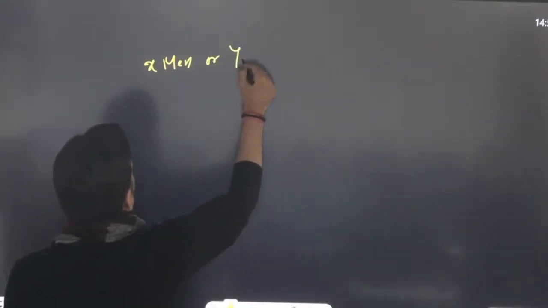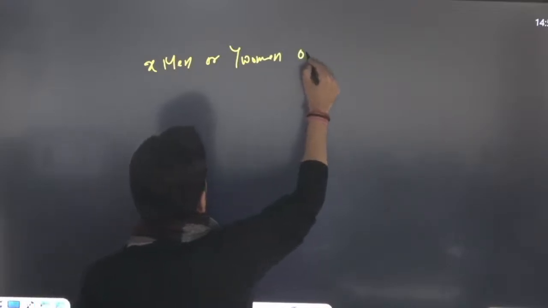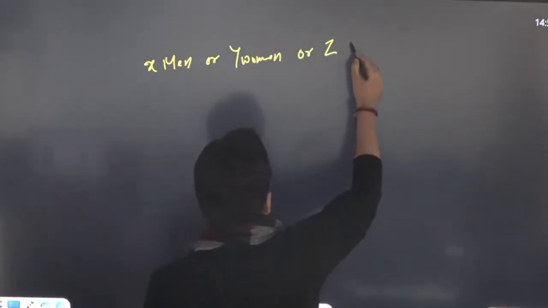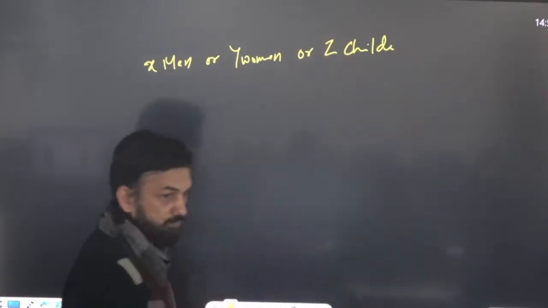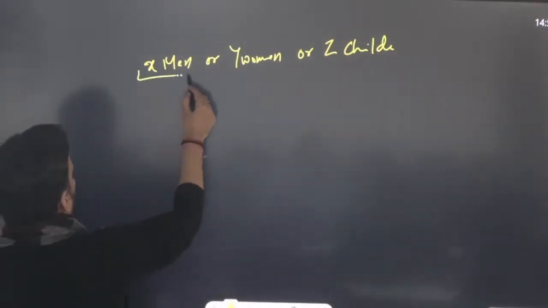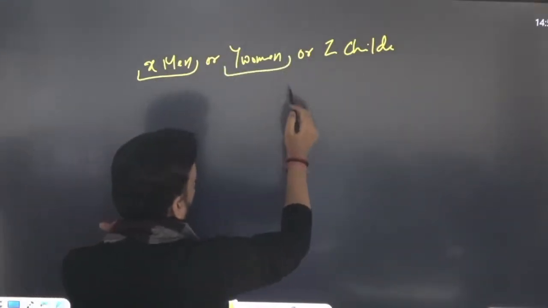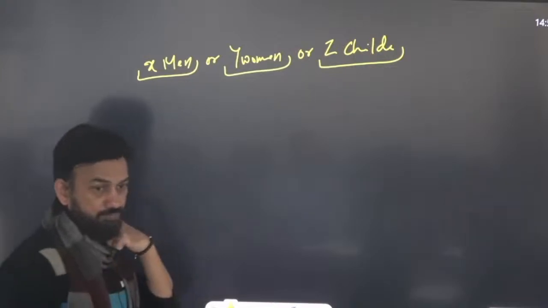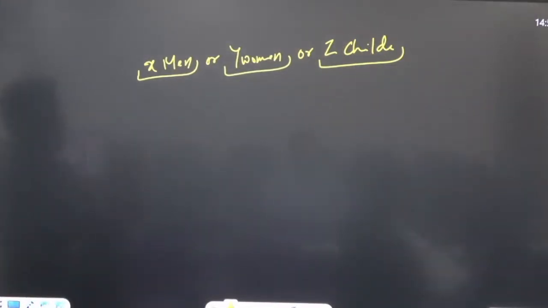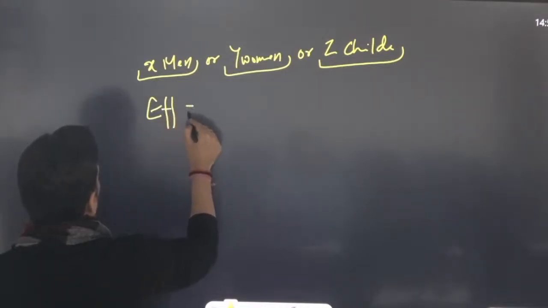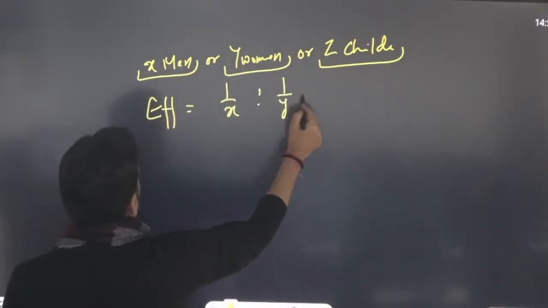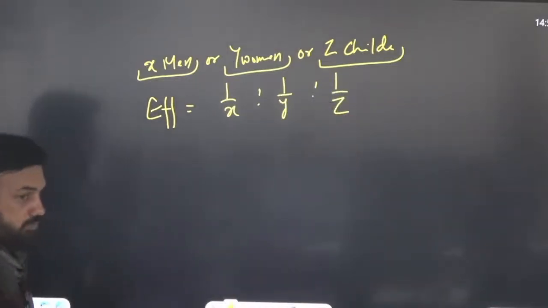Now, the next concept. In a few questions, they will give you that X men or Y women or that children can do a work, right? It means X men can do a work or Y women can do a work or that children can do a work, right? So their efficiency will be 1 upon X, 1 upon Y, and so on, right?